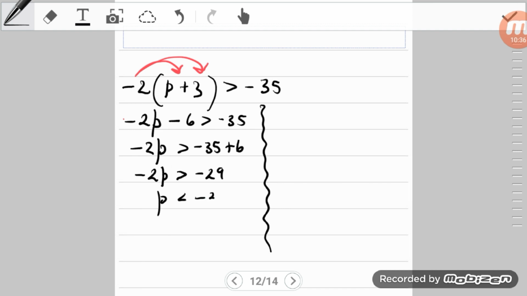So that's -29 divided by -2. You're going to find that p is less than +29 over 2. Now an alternative to this, again we have to distribute, so that's -2p minus 6 is greater than -35. Alternatively, rather than transposing or adding 6 to both sides, we can add 2p to both sides and add 35 to both sides.